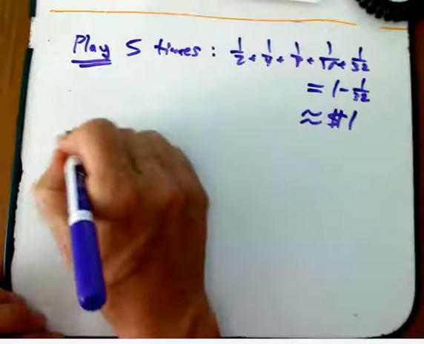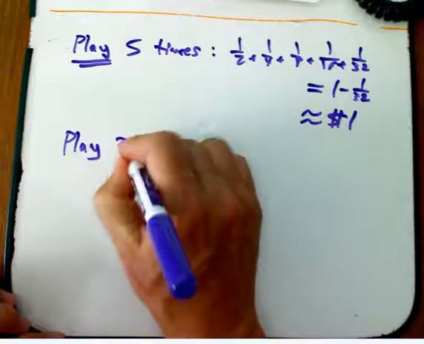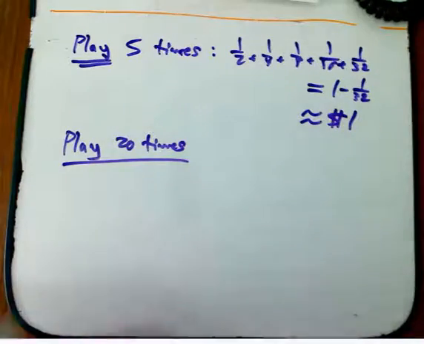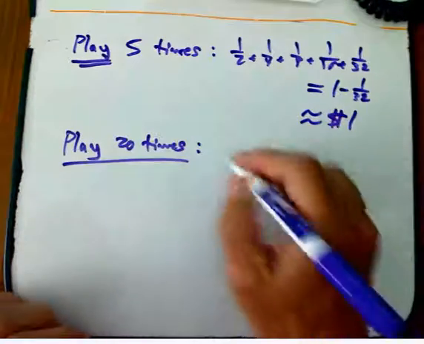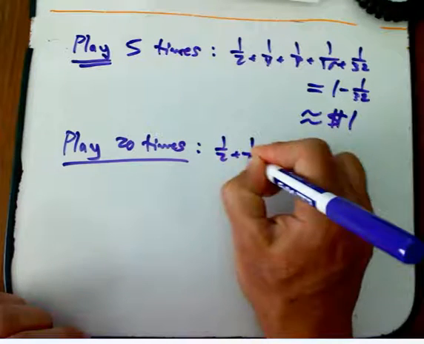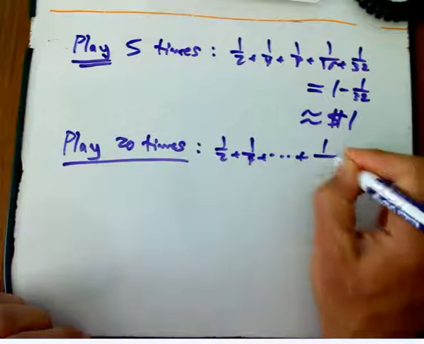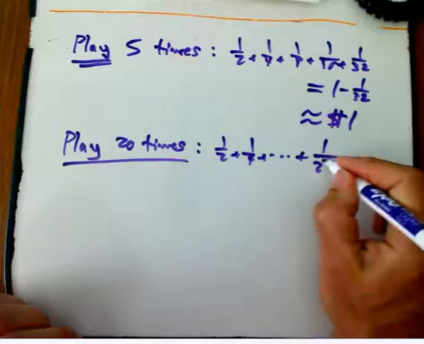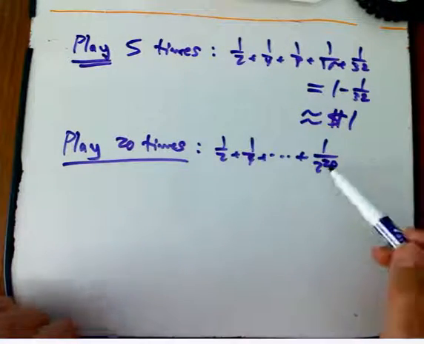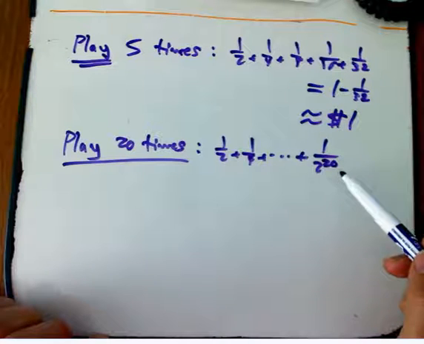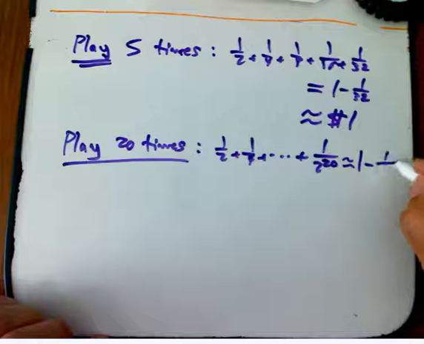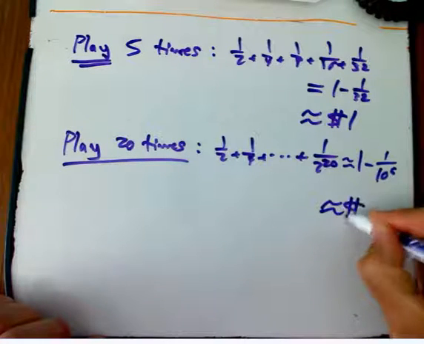And if we play 20 times, if I say, you know what, I only have 20 of these coins, and I only have so much time to watch you flip coins, then it's going to be 1/2 plus 1/4 plus up to 1 over 2 to the 20th. Turns out 2 to the 20th, you really can't read that, I'm sure, sorry, is right about a million. So this is around 1 minus 1/1,000,000th. So that's really close to $1.